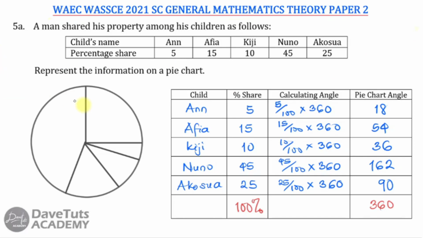After doing all of this, you can now say you want to label who is having 90 degrees. So let's say we have this as 90. That is Akosua. And that is a right angle. And then who is having 162? That is Nuno. So here we have this is 162. And what is 162? That is for Nuno.